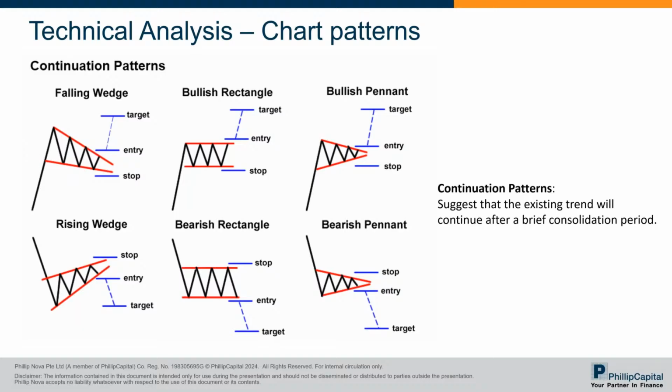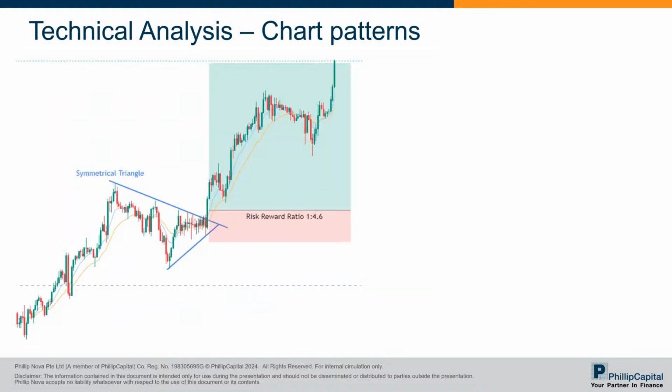Okay, so here's an example of a symmetrical triangle. After a strong uptrend, prices will consolidate again. After you see the consolidation, when it gets narrower and narrower, this means that the prices will tend to break out from here. And whenever it breaks out, the momentum tends to be pretty high. From what you see here, the risk reward ratio for this setup is about 1 to 4.6. For one part of risk that you're risking on this trade, you could potentially make 4.6.